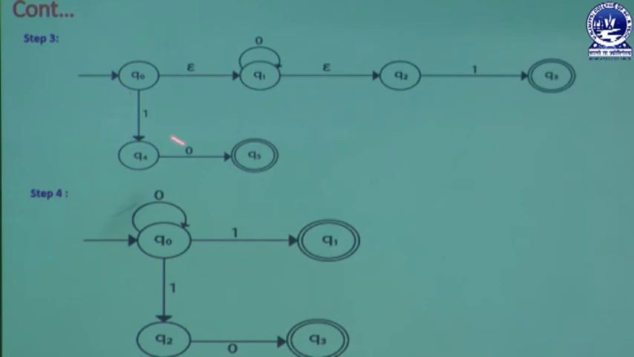So after converting these epsilon moves, we are getting step 4 here. Q0, known as the initial state, is self-redirected on 0. Then it can take an input symbol like 1 to create a final state Q1. Whenever Q0 also takes an input symbol 1, it is directed to Q2, which is known as another state.